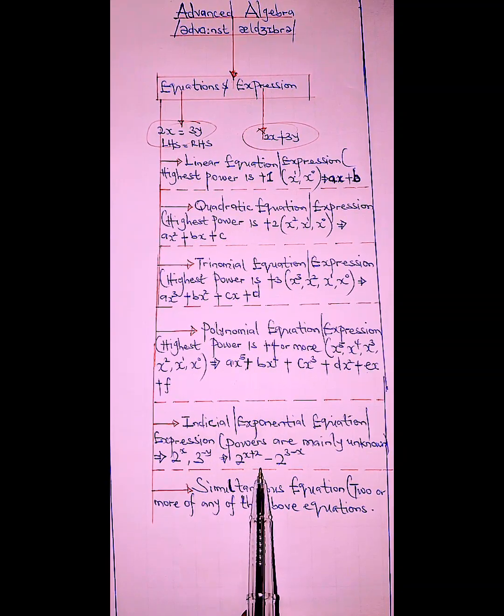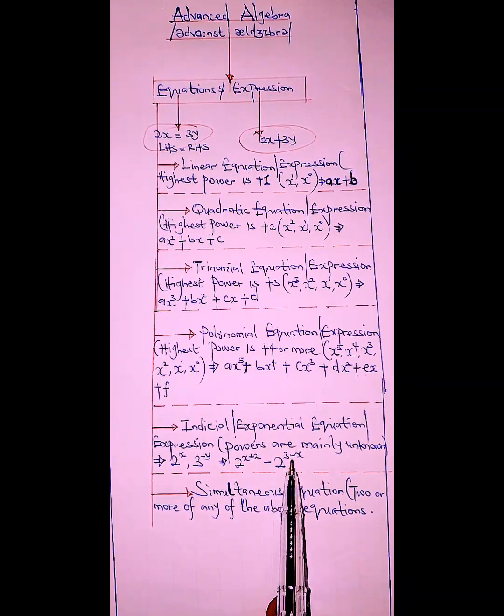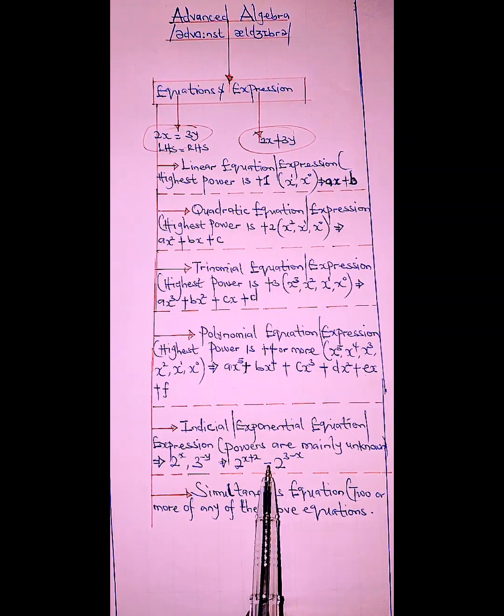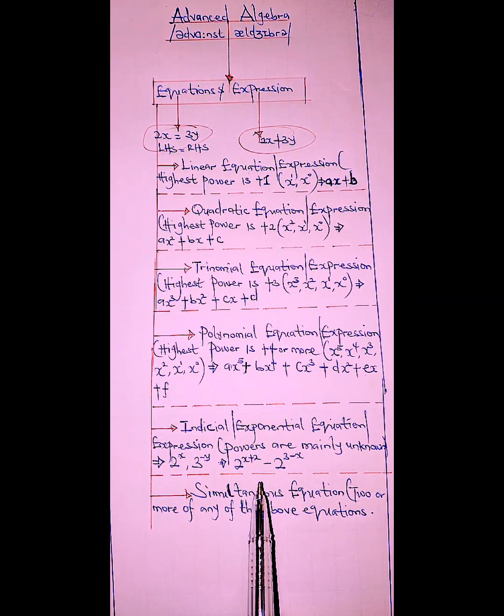So we have a major example such as this: 2 raised to x is 2 minus 2 raised to 3 minus x. So that is that for the indicial or exponential equation.